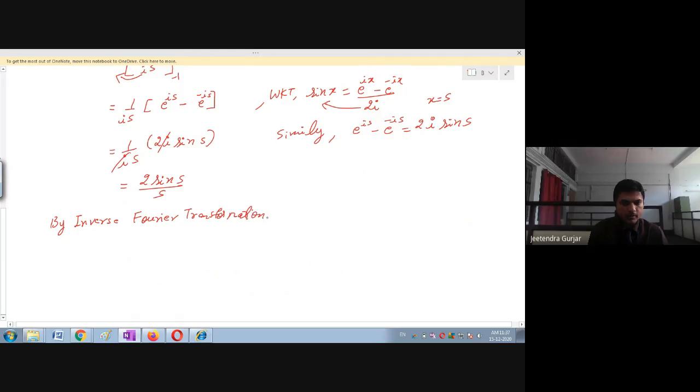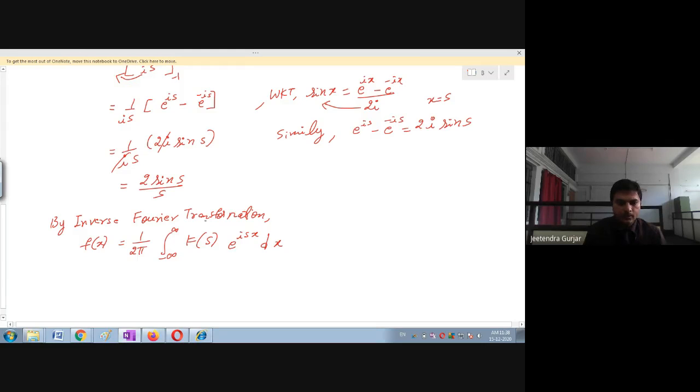Okay, so what is the Fourier transformation formula? Please remember, as already given: f of x is equal to 1 upon 2 pi integration from minus infinity to infinity f of s e raised to isx dx. Please remember this, students.